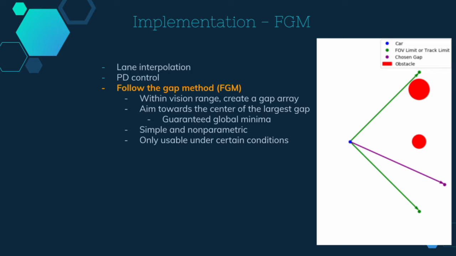Follow the Gap works by observing all obstacles in front of the vehicle and structuring the environment as an array of gaps between those objects. These gaps are measured in radians, and the algorithm works by aiming the car towards the center of the largest gap. In theory, this should lead to maximum safety at speed.